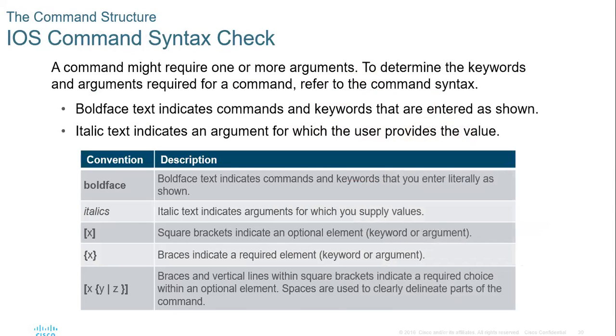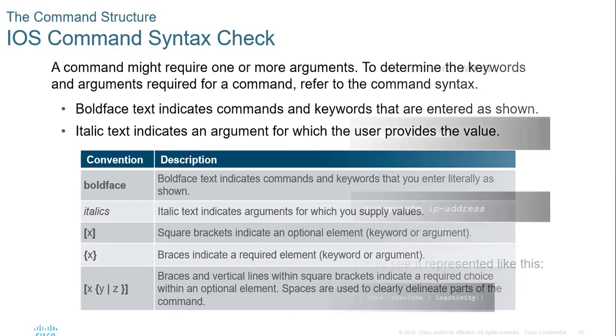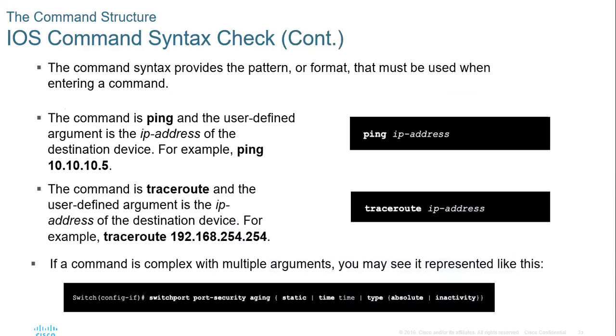iOS command syntax check. How to check it? The convention is boldface, italic, and there are also square brackets and curly brackets, so some other methods are also being used. Then, continuing: ping IP address or traceroute IP address. The command is ping and the user-defined argument is the IP address of the destination device.